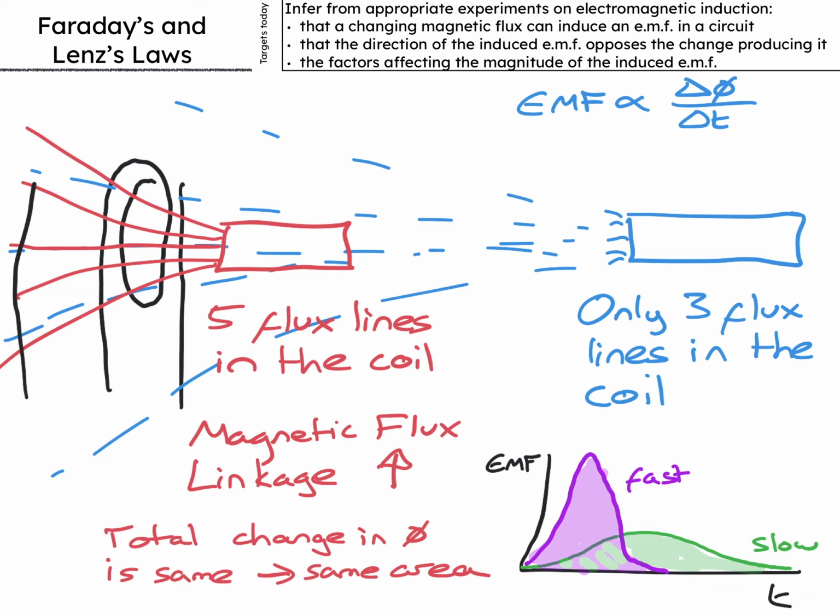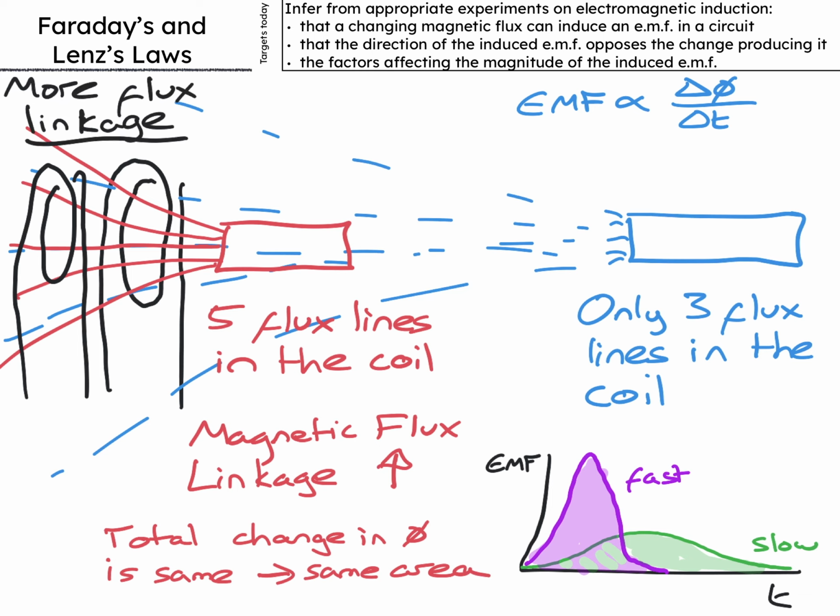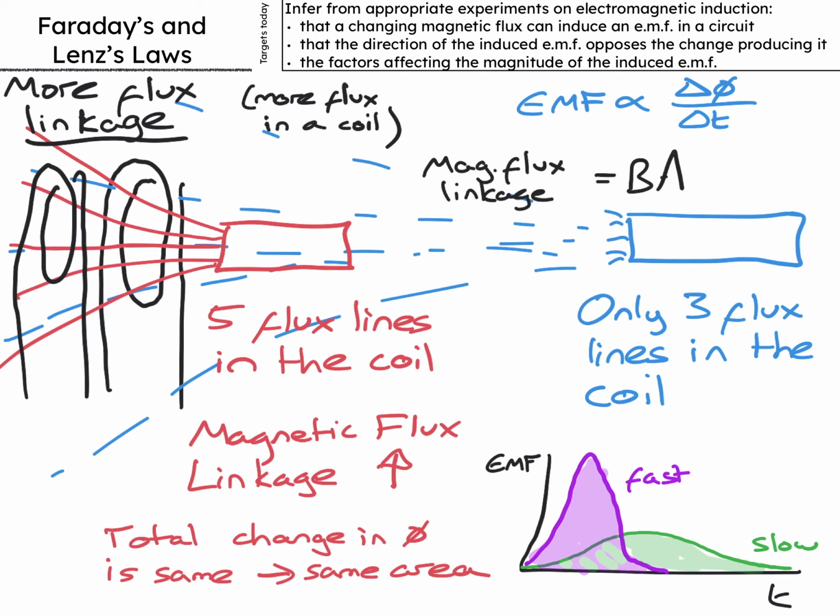This is not quite the full picture though, as adding a second turn to my coil doubles the magnetic flux linkage. I've got the same number of flux lines, but double the number of coils. Now this gives us an equation for magnetic flux linkage equals BAN, or more usefully, BAN cos theta, where theta relates to how far the field deviates from being perpendicular.